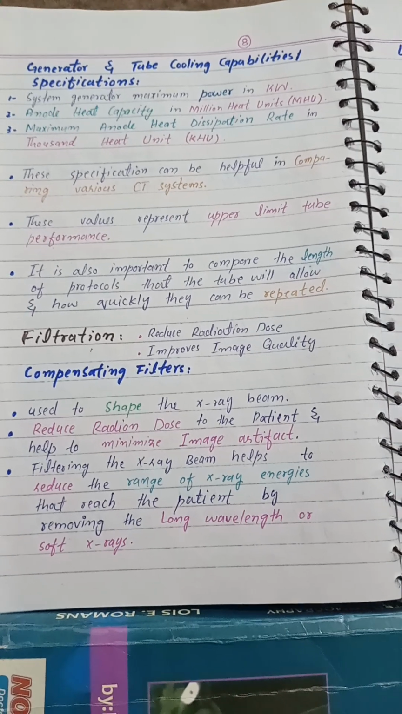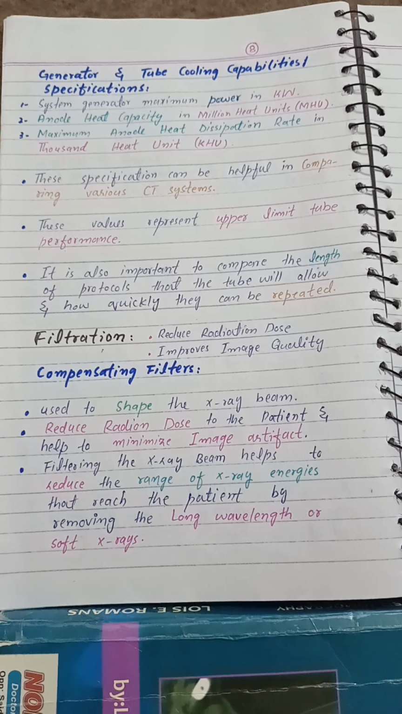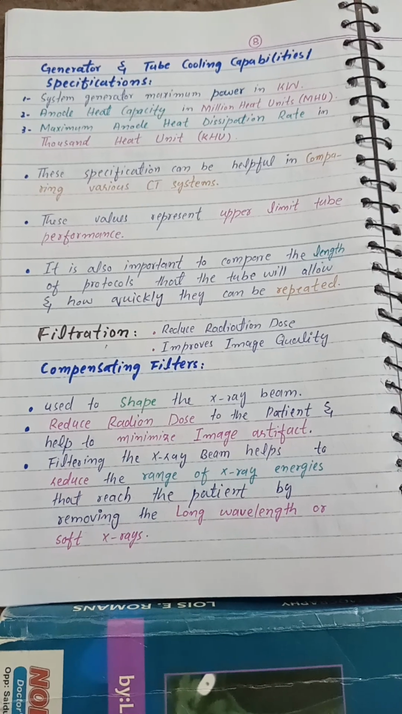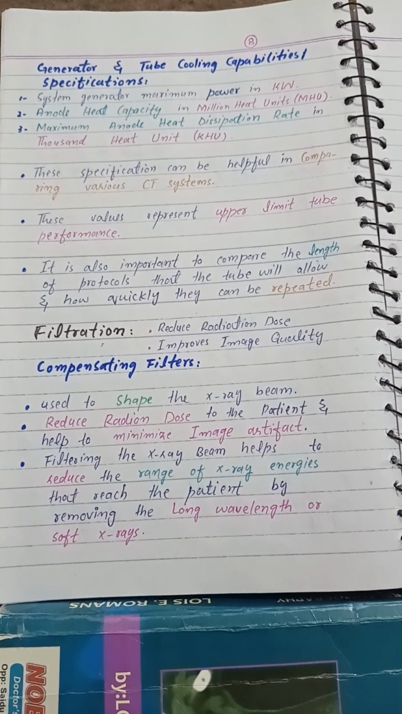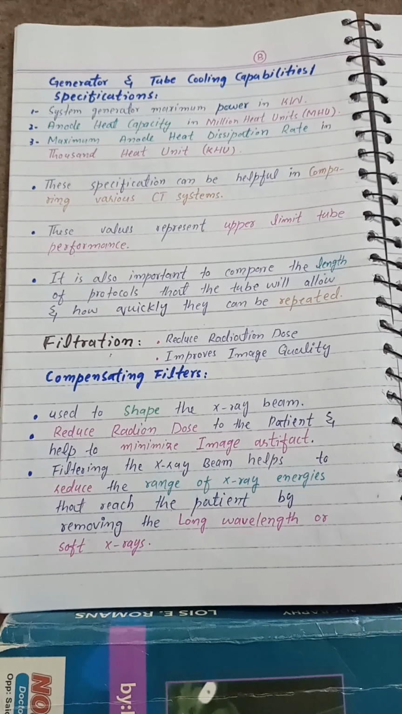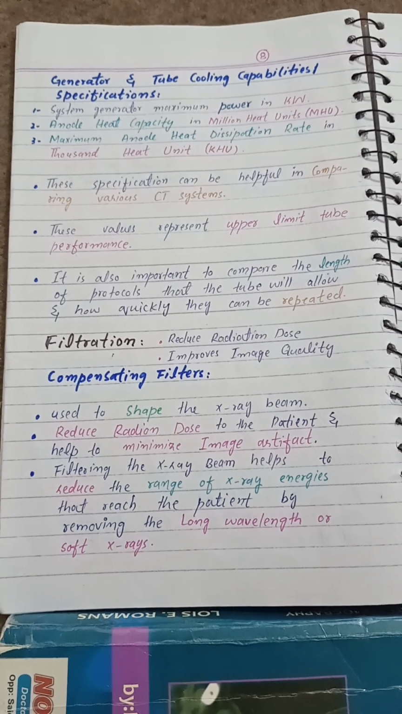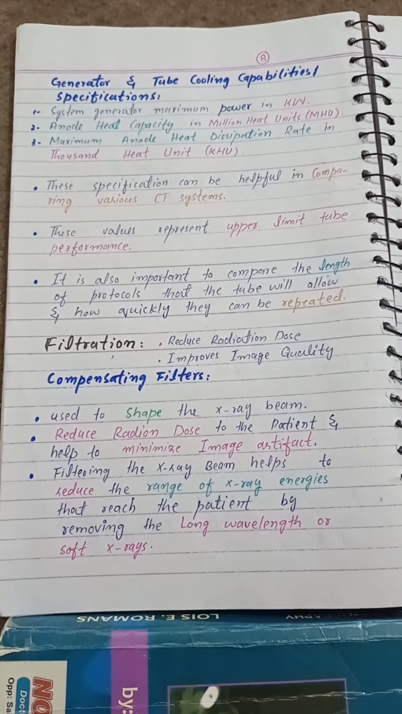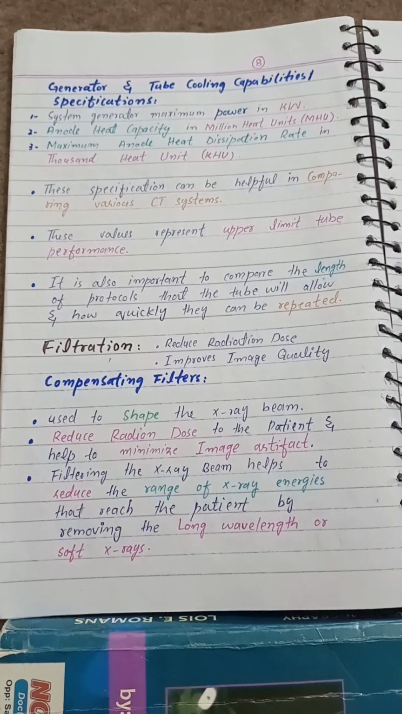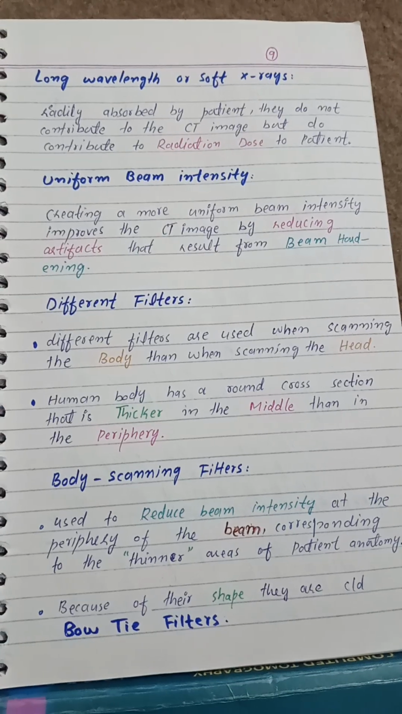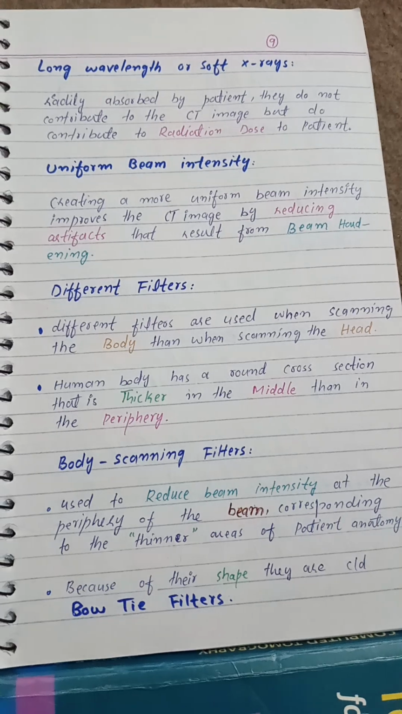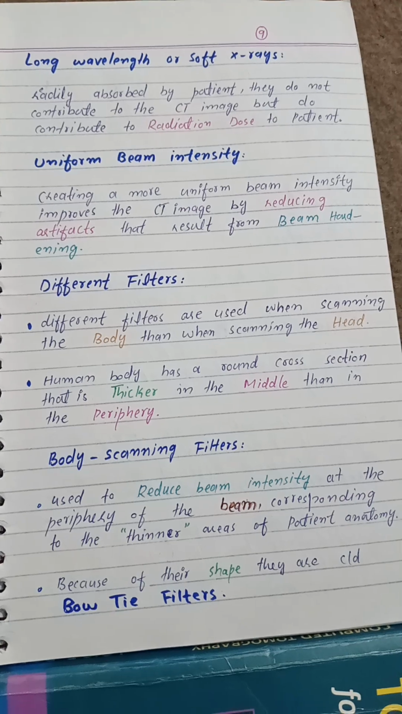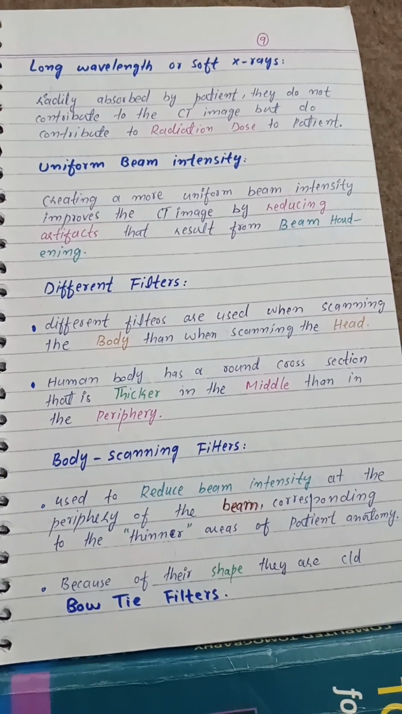be repeated. Filtration. Reduce radiation dose, improve image quality. Compensating filters are used to shape the X-ray beam, reduce radiation dose to the patient and help to minimize image artifact. Filtering the X-ray beam helps to reduce the range of X-ray energies that reach the patient by removing the long wavelength or soft X-rays. Long wavelength or soft X-rays are readily absorbed by the patient. They do not contribute to the CT image but do contribute to radiation dose to the patient.